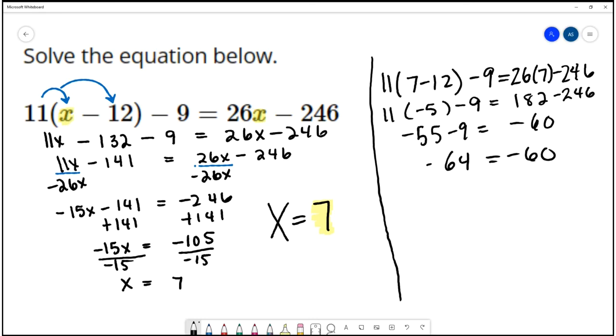So either I've made a mistake in my checking, or I've made a mistake in my solving. So let's see. I'm going to double check. Okay, so right here is where my mistake was in my checking. 182 minus 246 is negative 64. So we do have the solution x equals 7 to this equation.